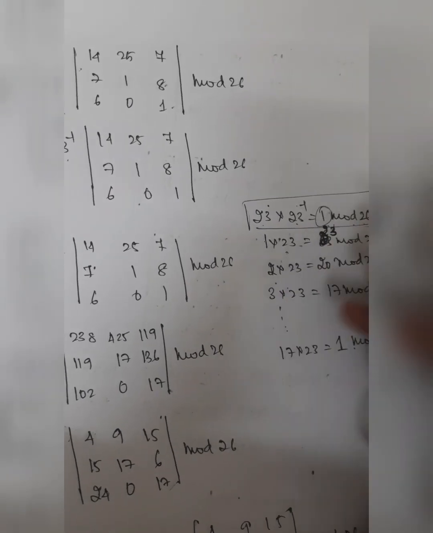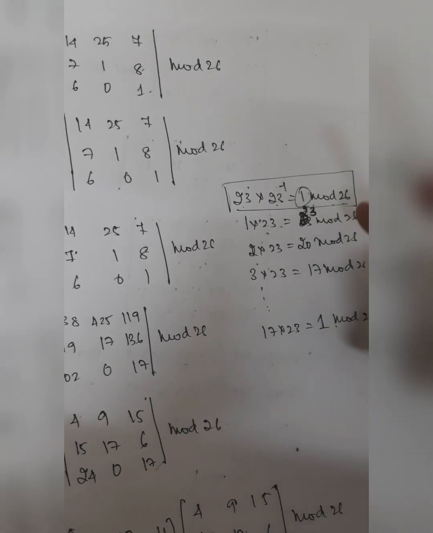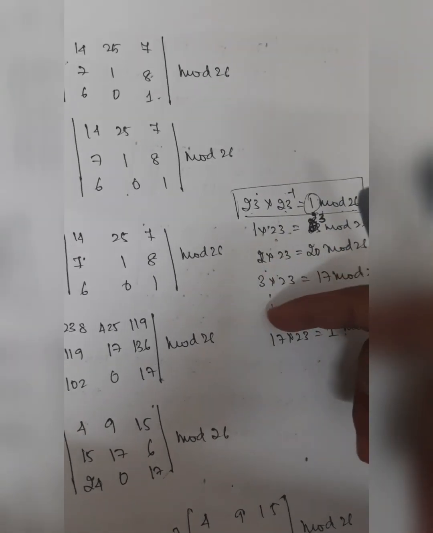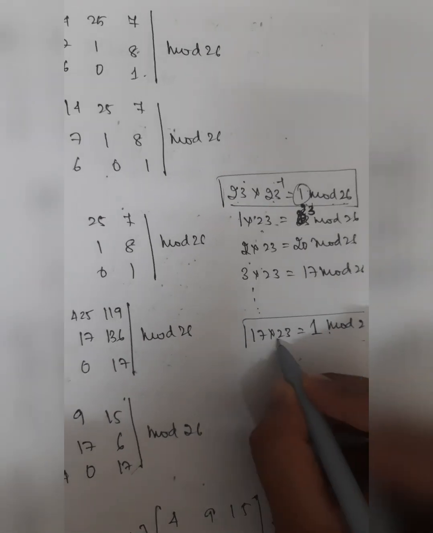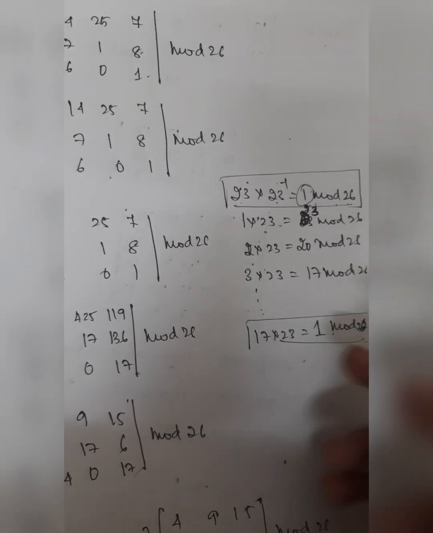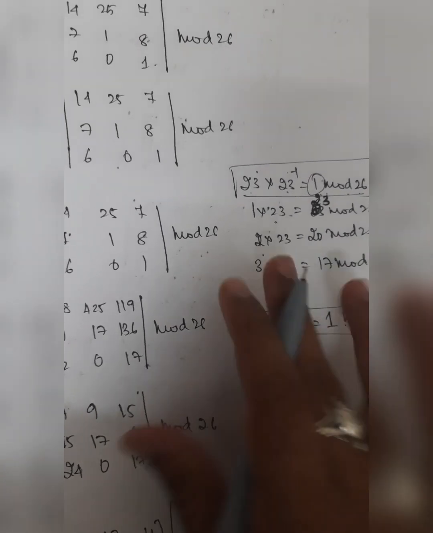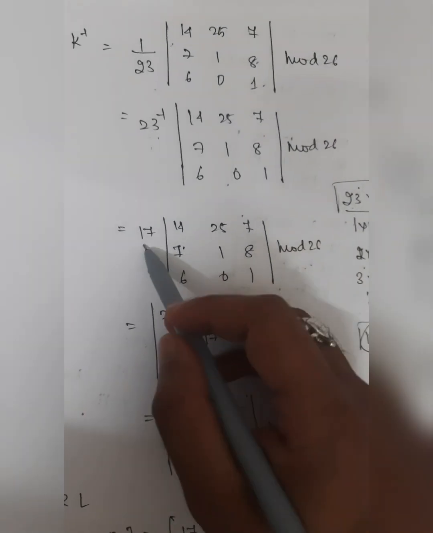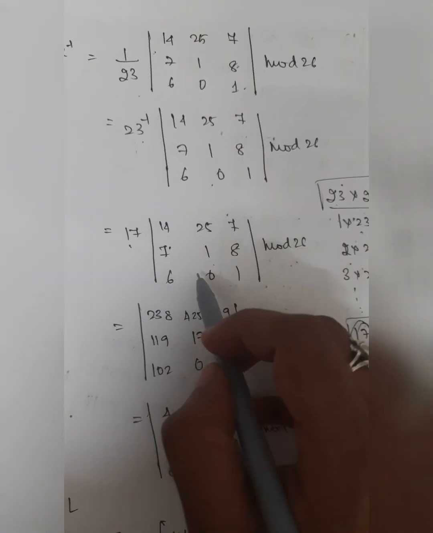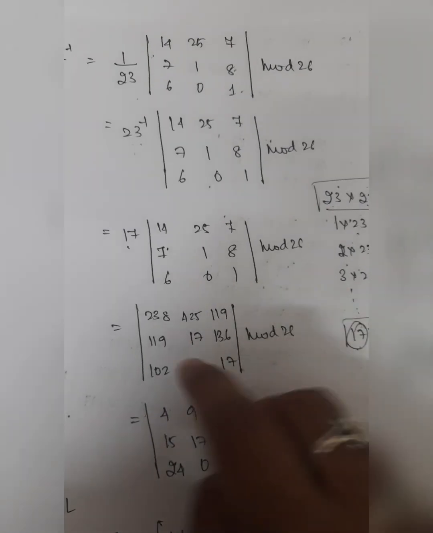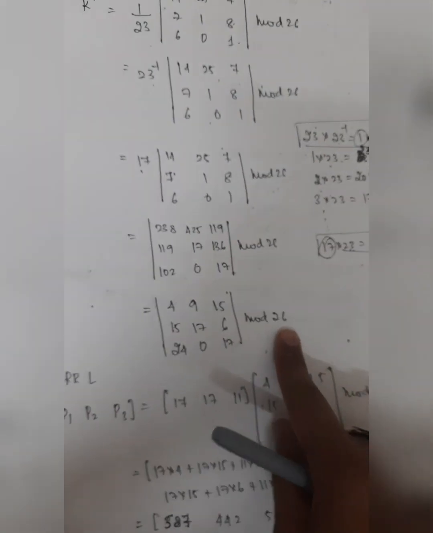In order to get 1 mod 26, how do you do it? If you take 1 into 23, you will get 23 mod 26, which is not possible. Again you take 2, 3, 4, and when you apply and go, at last for 17 you will get the value. So we have taken the inverse of 23 as 17. Now multiply that 17 with each and every term inside the matrix, take the modulus of each term, you get this value, and mod 26 will be kept as it is.